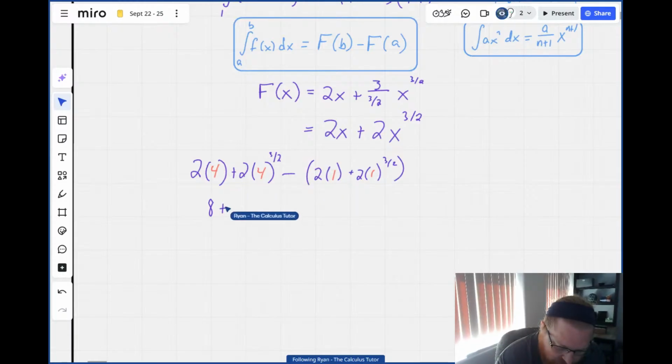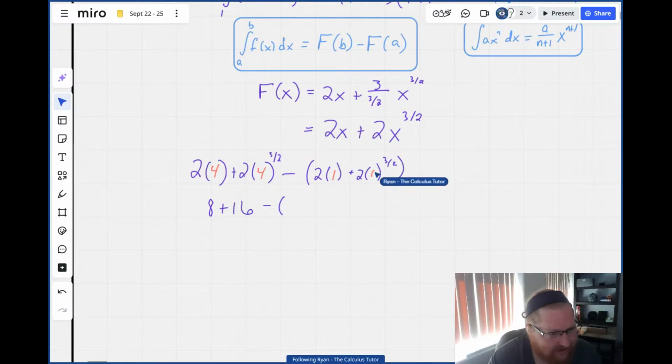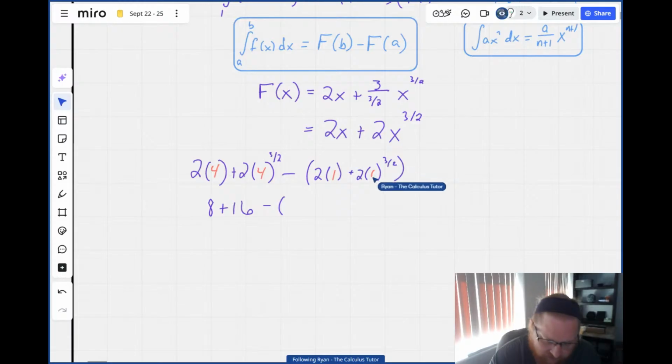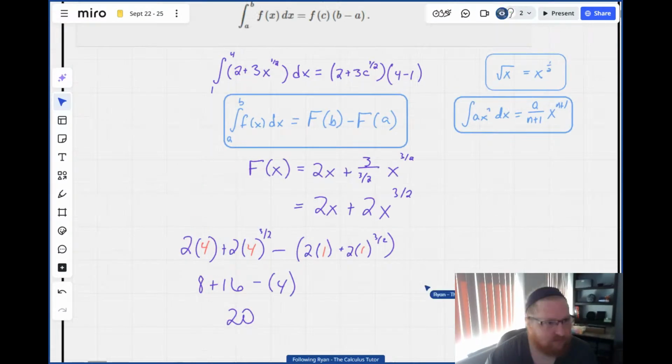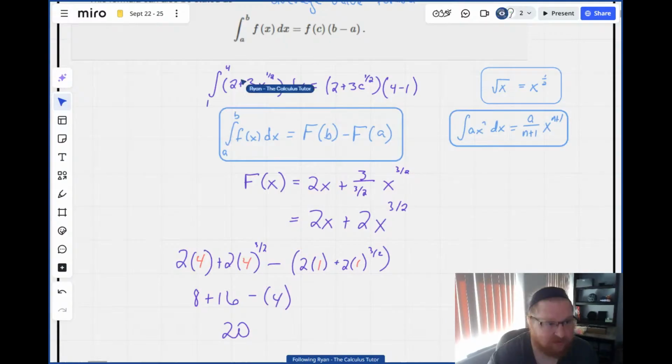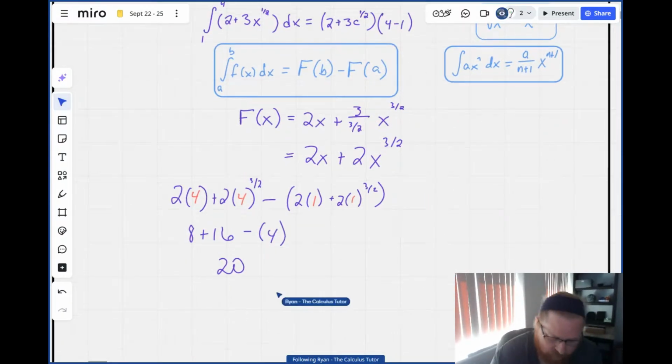So this will be 8 plus 16 minus, this 2 times 1 is 2. 1 to any power is itself. So this is 2 plus 2, which is 4. 8 plus 16 is 24, minus 4 is 20. And there we go. Like we talked about, the left-hand definite integral just becomes a number, and in fact, it becomes 20.